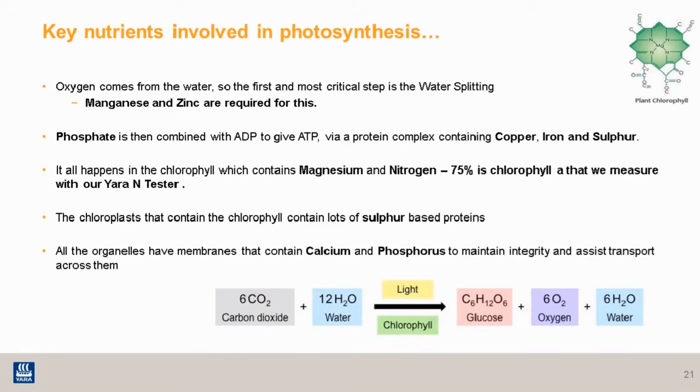And then obviously a lot of that, or all of it, is happening in the chlorophyll. And as you can see top right, the chlorophyll molecule is dominated by magnesium and nitrogen. And 75% of that chlorophyll is in the form of chlorophyll A, and that's what, as Natalie's pointed out, we're using the N-Tester to help manage our nitrogen. And why can we do that? Because chlorophyll A is very nitrogen dense in the plant, so we can use that relationship to help manage nitrogen. So 75% is chlorophyll A, and that's what we measure with the N-Tester.